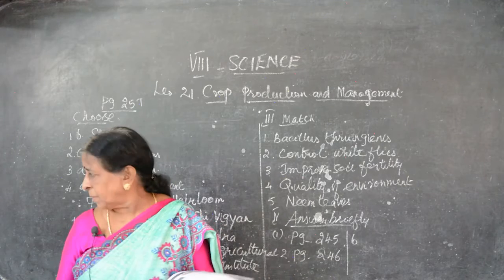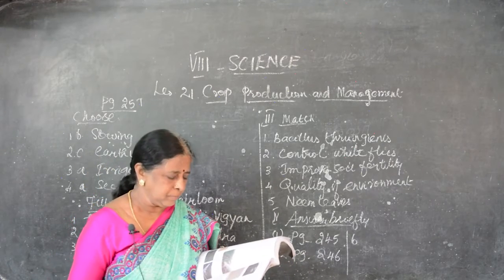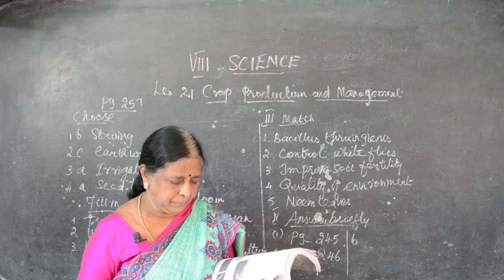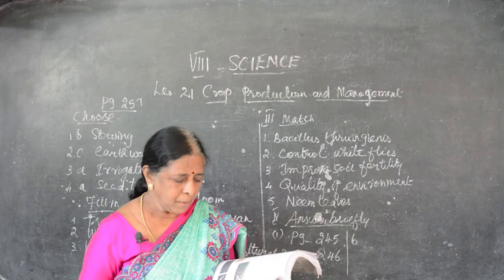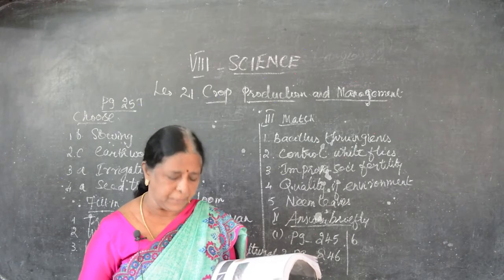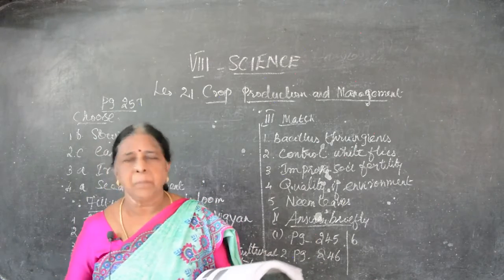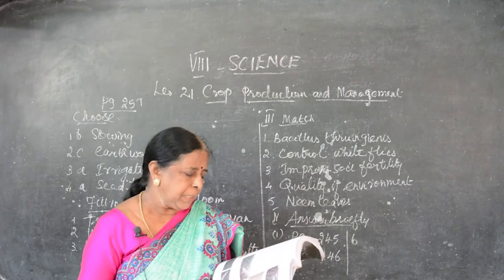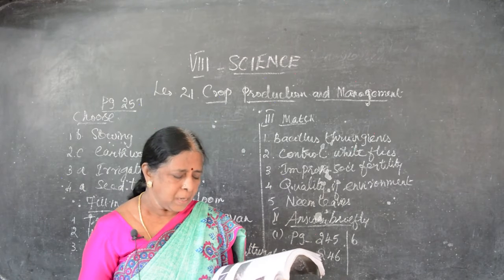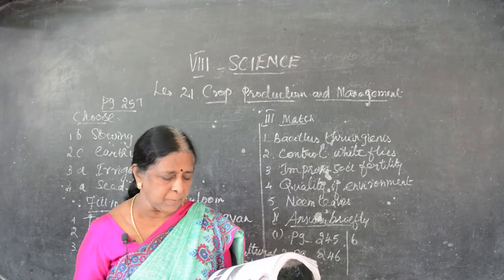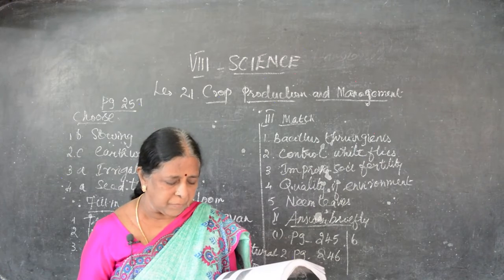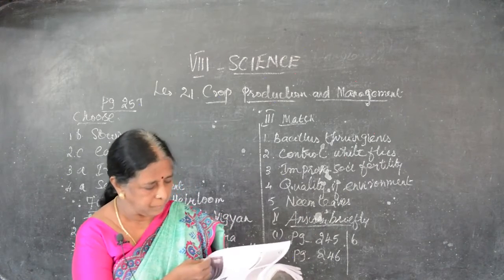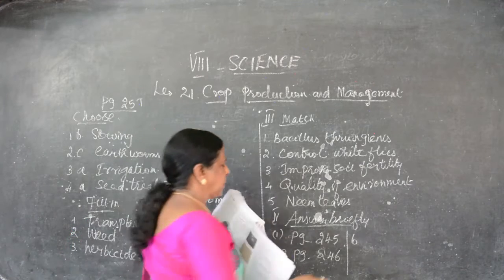Weeding. So on page number 249 under the heading weeding, first line: In an agricultural field, many other undesirable plants may grow naturally along with the main crop. These undesirable plants are called weeds. The removal of weeds is called weeding. Close the bracket. Did you find out or not? Page number 249.